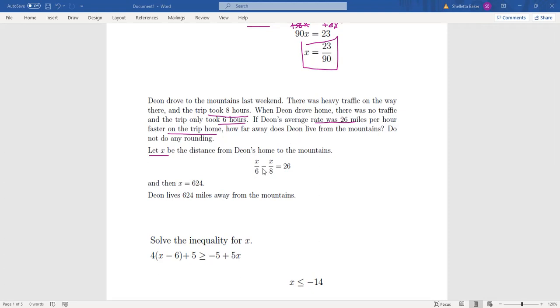The time that it took for him to get, so we had the wrong number here. The time that it took for him to get home was 6 hours. So we have X over 6 minus the time that it took for him to drive to the mountains. That was X over 8. So in total, that rate is 26 miles per hour.